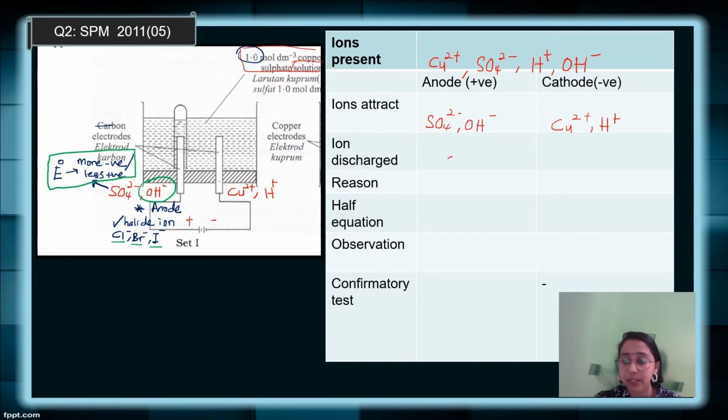So the ion discharged is going to be hydroxide. The reason is because of E0 value, more negative.